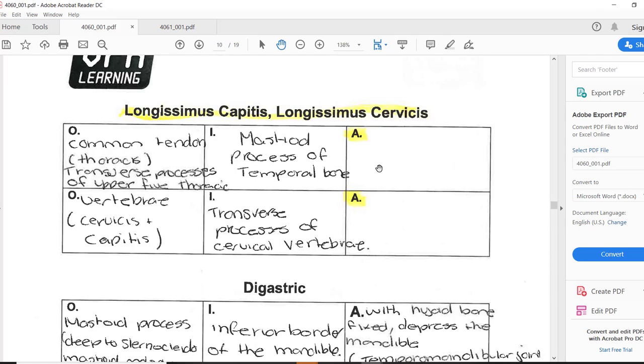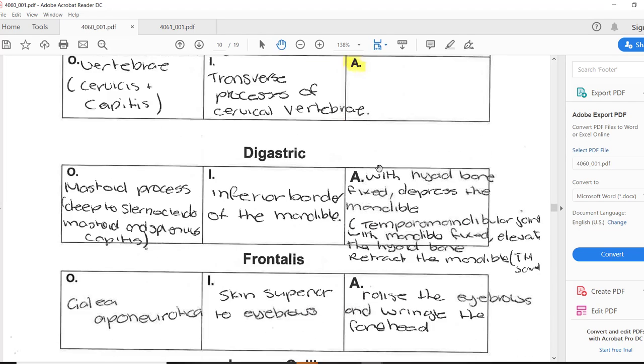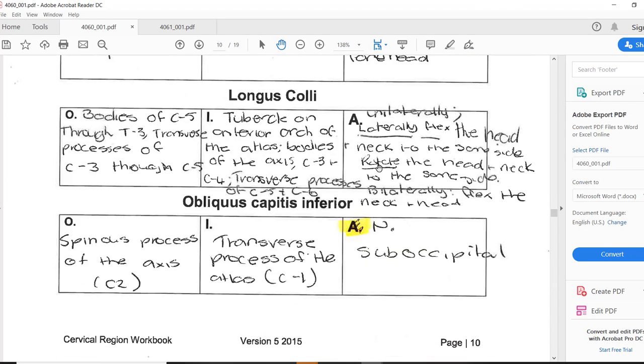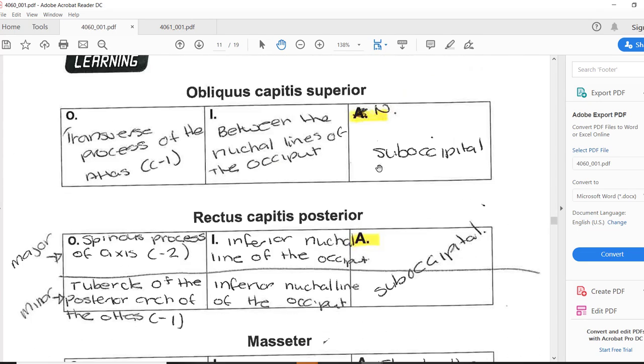For longissimus capitis and longissimus cervicis, you have missed the action part. For both of these, this needs to be completed. For obliquus capitis inferior, you have given the nerve, but again, I need the action. This is the same for obliquus capitis superior and rectus capitis posterior.